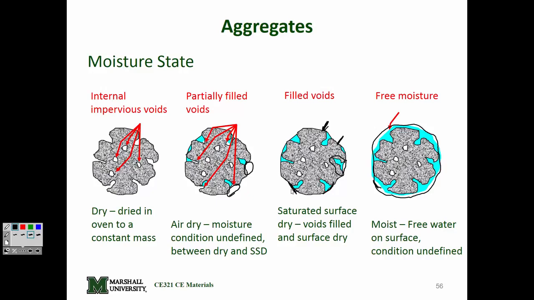And of course, we refer to the difference between the moist condition and the saturated surface dry condition as telling us how much free moisture we have. Any moisture that's beyond what fills the voids is considered free moisture for our mix design when we're talking about concrete and aggregates.